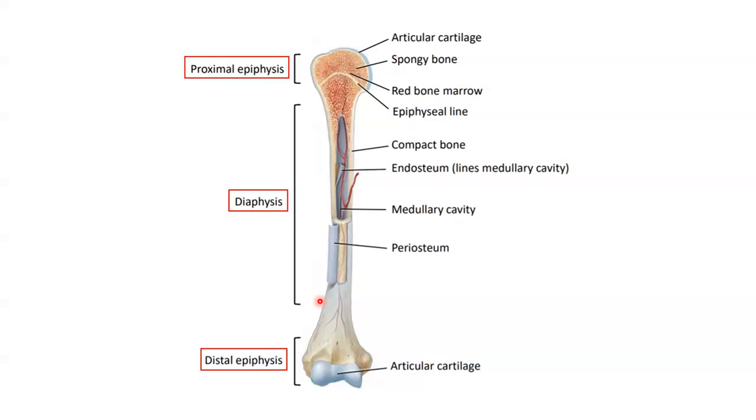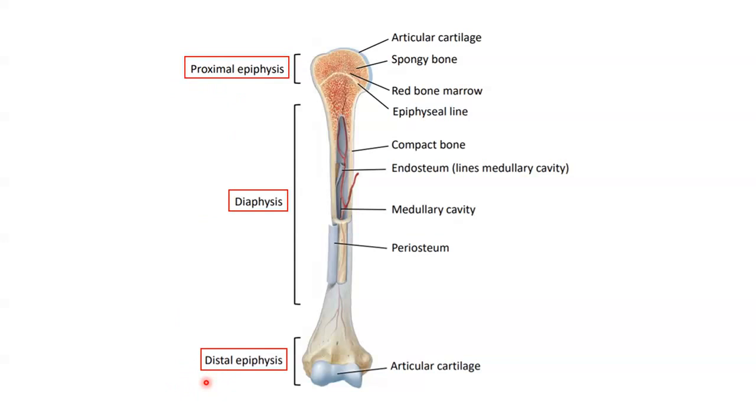Which end of the bone is proximal or distal will depend on which end is closer to the point of attachment. So this bone here is our humerus. This end here will attach into our shoulder. This will attach into our elbow. So this is proximal, it's closer to that point of attachment being the shoulder. This end is distal because it's further away.